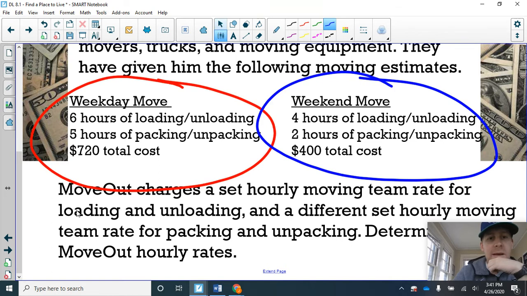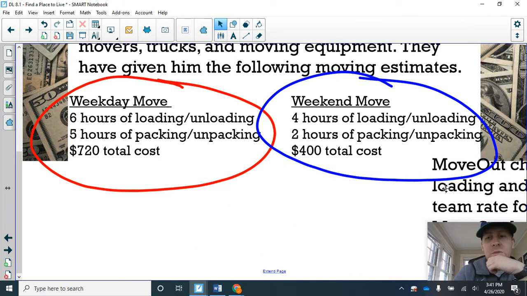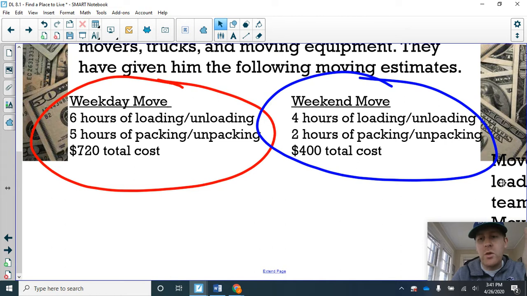So I'm going to slide this out of the way. And all we have to do, guys, is represent what equation we can use for the cost on a weekday, and what equation we can use for the cost on the weekend. So we have 2 different things happening here. So again, a system, we're going to use 2 different variables.